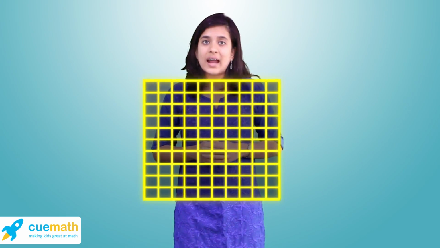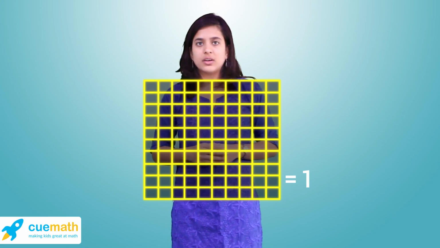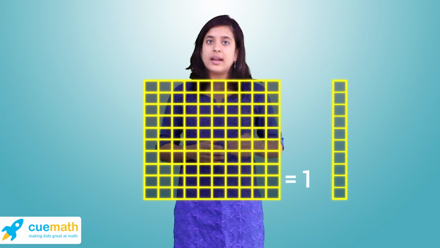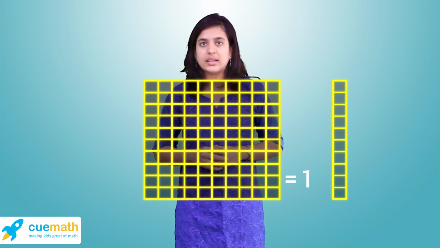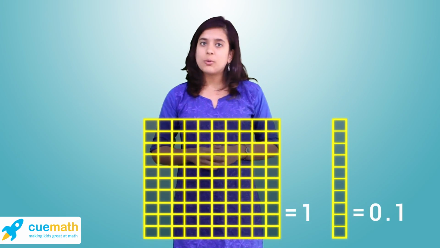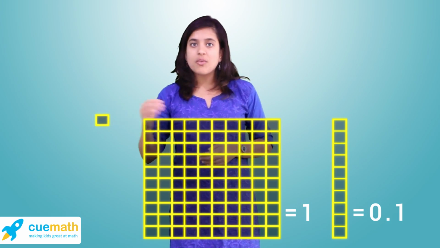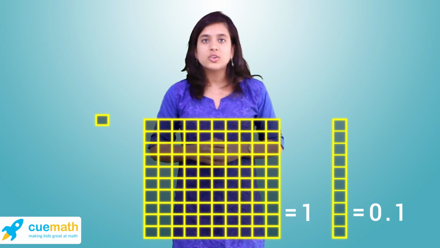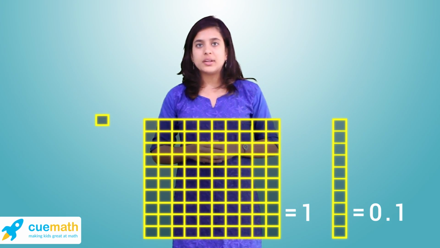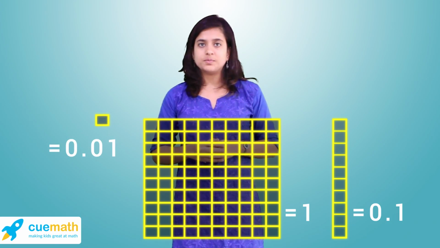At Cuemath, students learn decimals in a very different way, through visual modeling. Let's take this 10 by 10 grid or flat and call it 1 unit. One rod of this flat is 1/10th of the flat. It can also be written as 0.1. One block of this flat is 1/100th of the flat, which can also be written as 0.01.